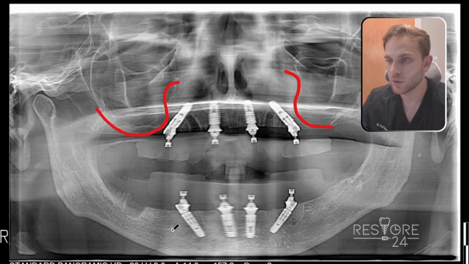On the lower, we want to avoid the nerve here. So we want to tilt the implants in front of the nerve so that we don't hit it. So we have 4 in the front and in front of the nerve, and then we have 4 on the top, 4 on the bottom.